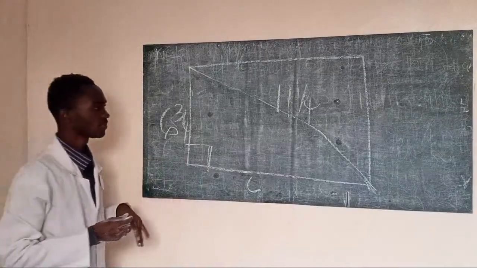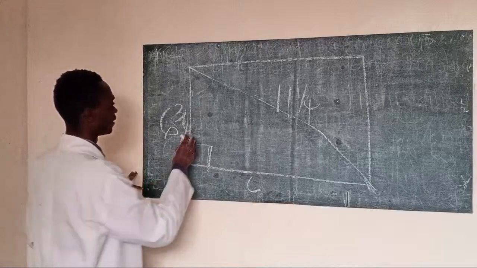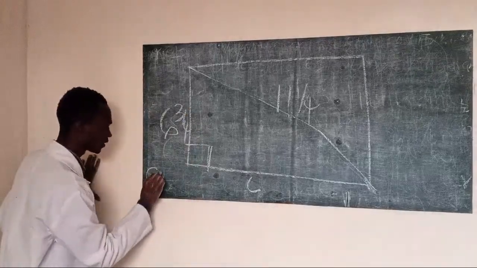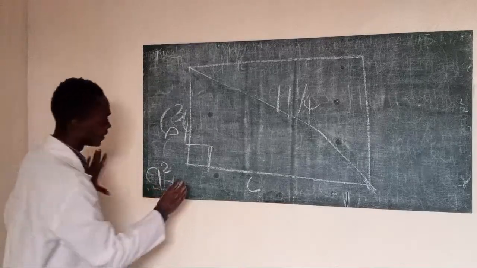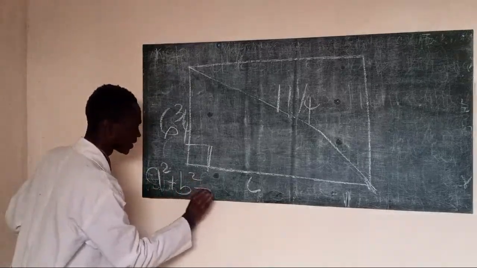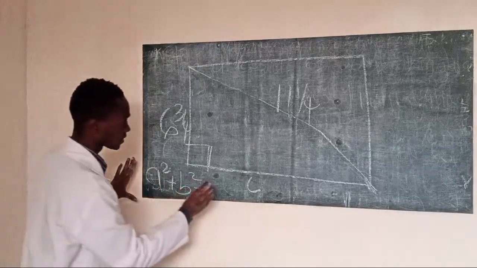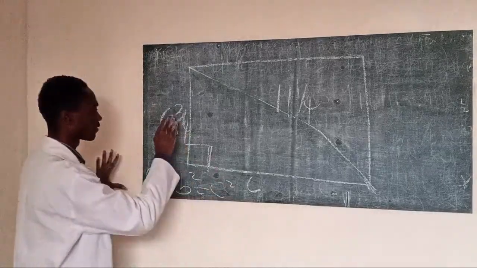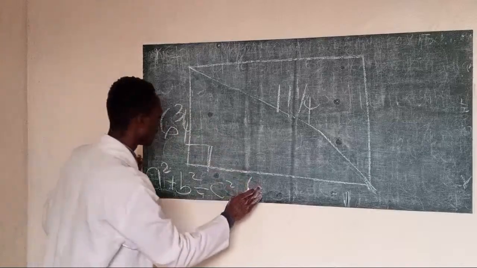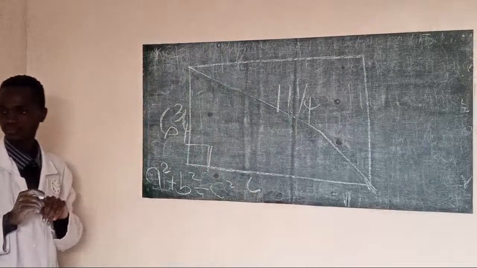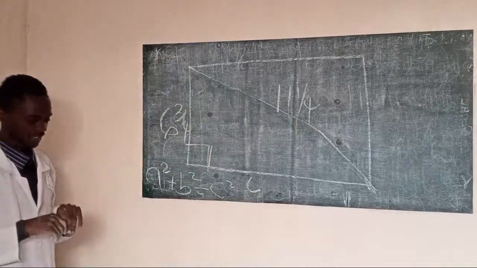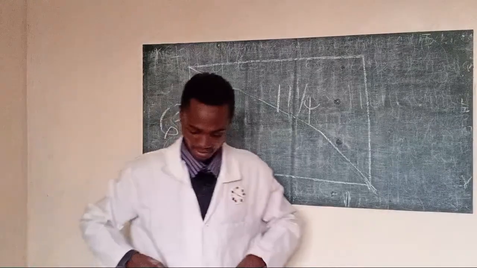So Pythagoras theorem states a squared plus b squared is equal to c squared. And this is our a, this is our b, this is our c. Help me find the length, then give me the answer.